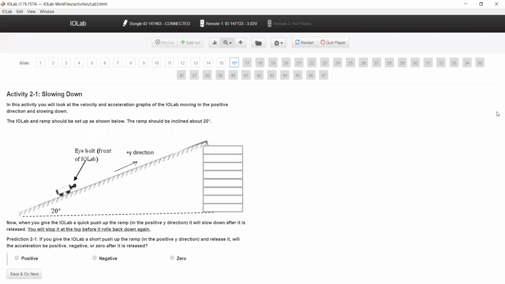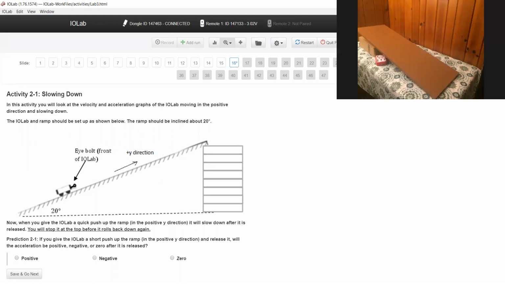Okay, I think it's time to make a prediction. The ramp will be set up like this. So you can see this is the positive direction here. So again, in the IOLab.